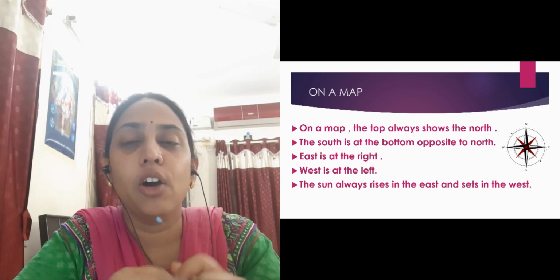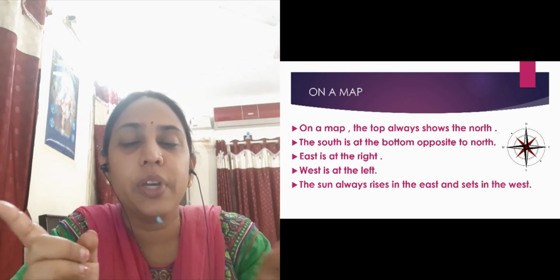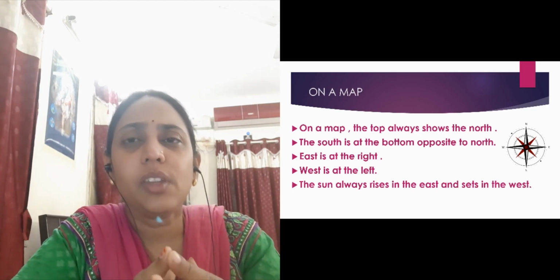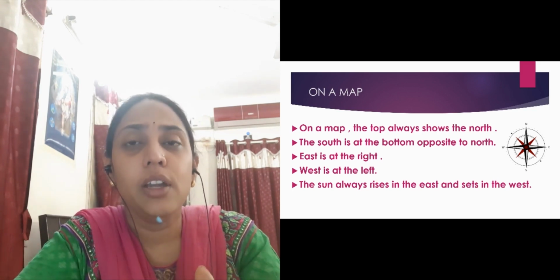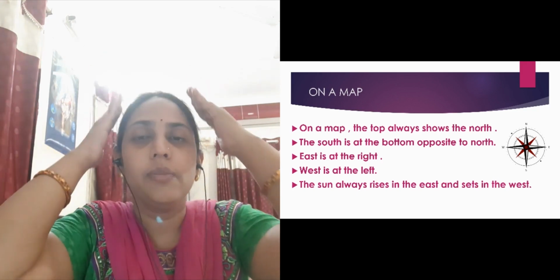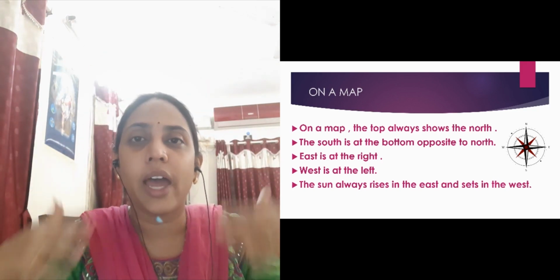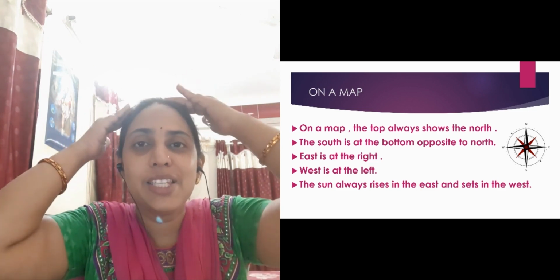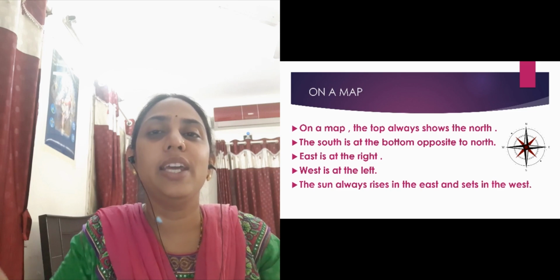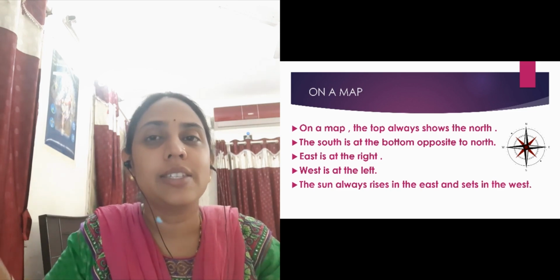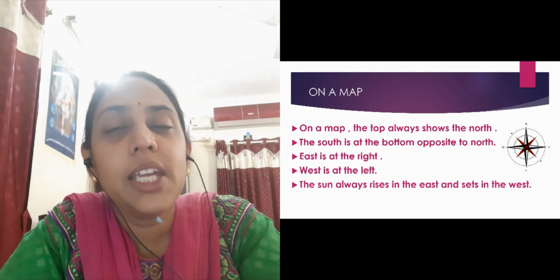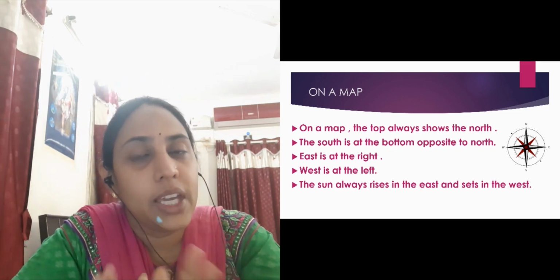How will we find out? Don't get confused: for me this is right and this is left, but for you it will be different. But always remember the directions on the map: this is my north, the bottom is my south, then this hand is my east and this hand is my west. So these are the four directions, and we can easily find them out.